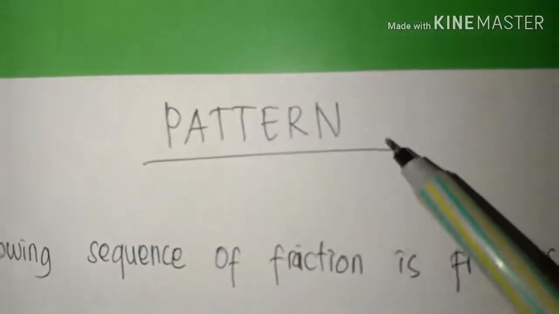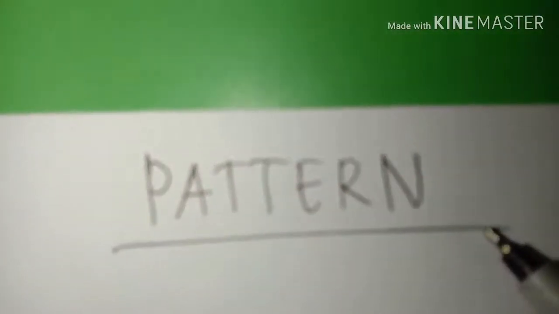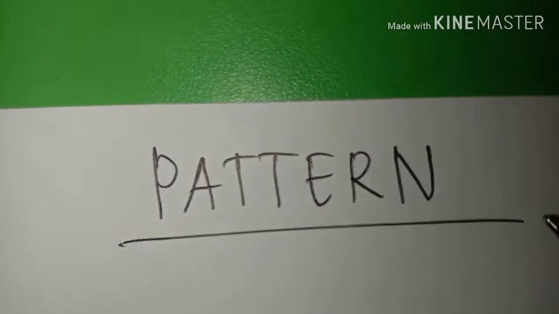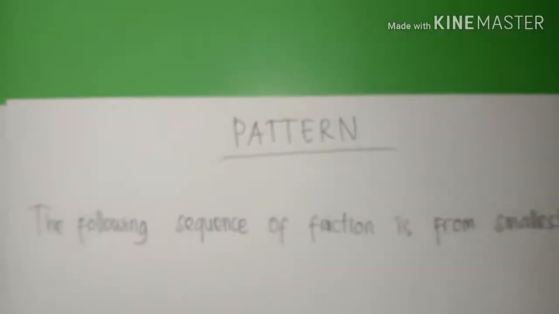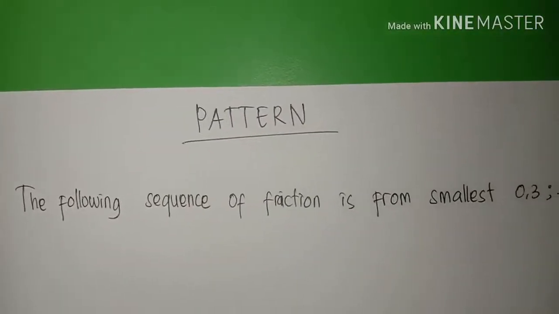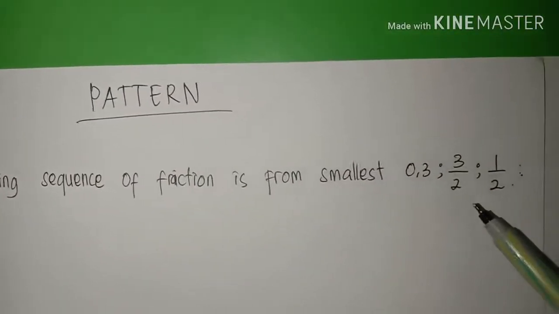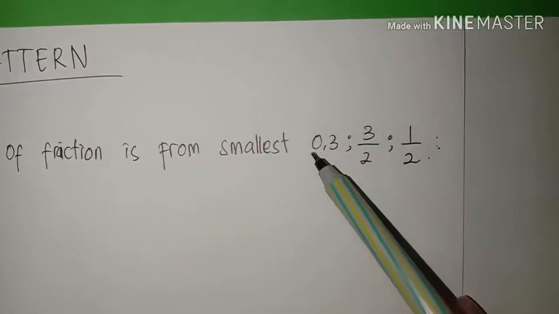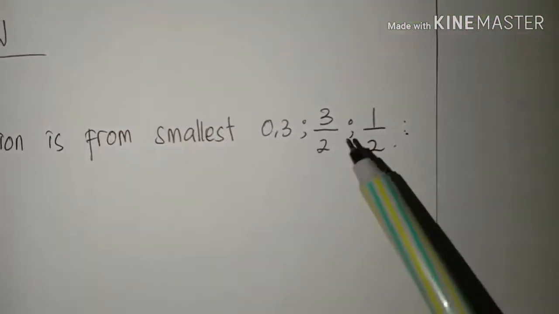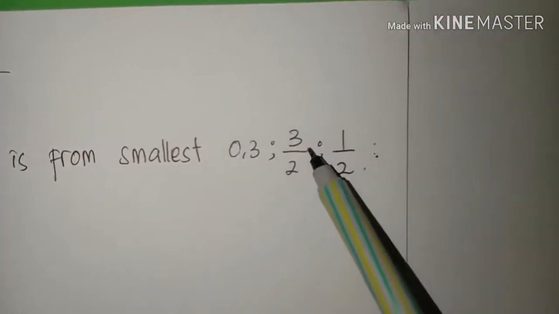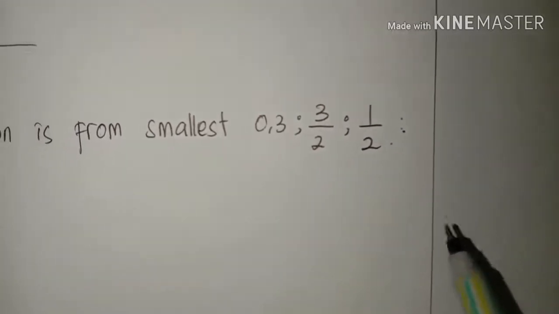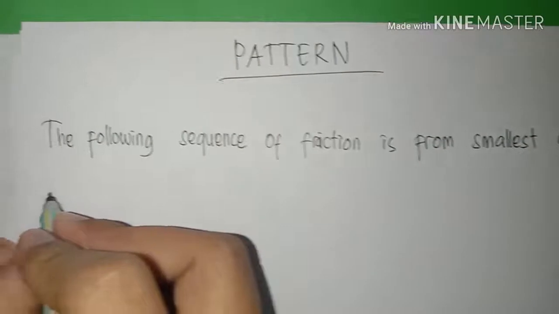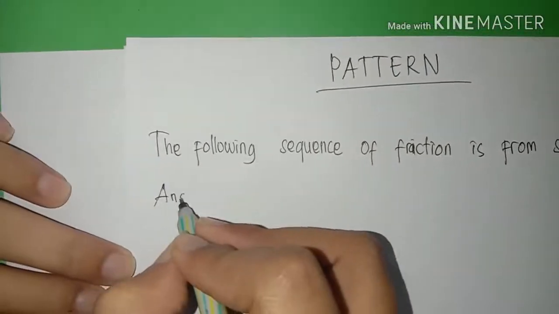About pattern. Arrange the pattern from smallest or from biggest. Now we have a question. Arrange the following fractions from smallest: 0.3, 3 of 2, and then 1 of 2. So let's answer. How do we answer this question?